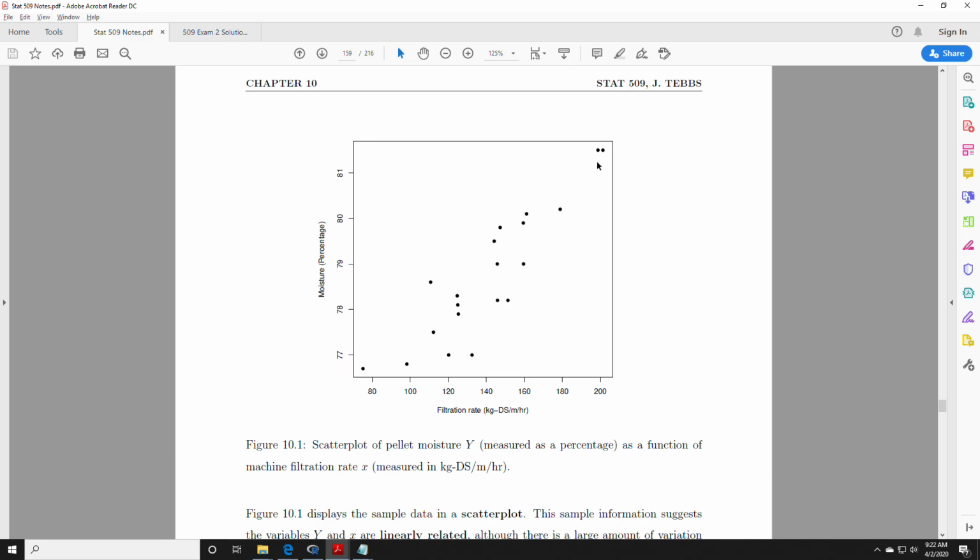So we can kind of clearly see that as filtration rate goes up, moisture percentage goes up. Okay, and again, notice that we can't just take one straight line and hit every single point, right? That would be a deterministic model, and that's unrealistic for pretty much everything. What is more natural is that as one goes up, the other goes up, and we can kind of see we clearly have that.